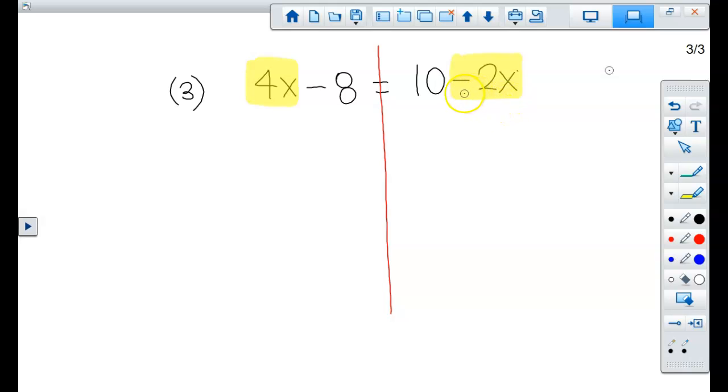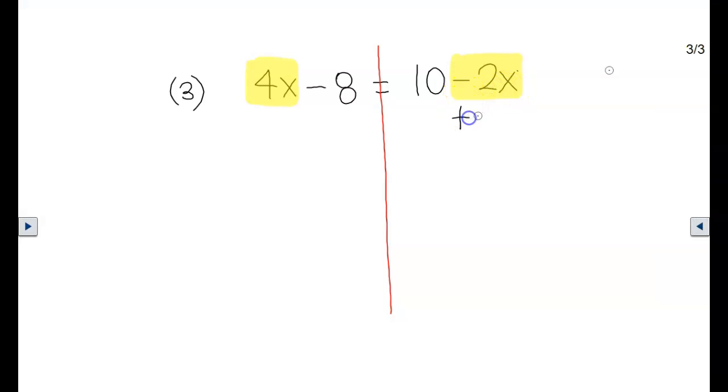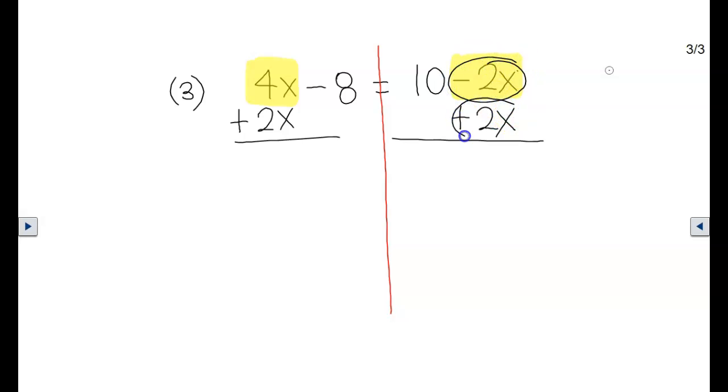So I'm going to cancel out minus 2x by either adding or subtracting. Well, I see minus, so I'm going to do plus. So plus 2x on this side to cancel that out. And then, of course, I'll have to do the same thing on this side. So we found our smallest variable. We saw minus 2x, so we do the opposite with plus 2x. Minus 2x plus 2x cancels.